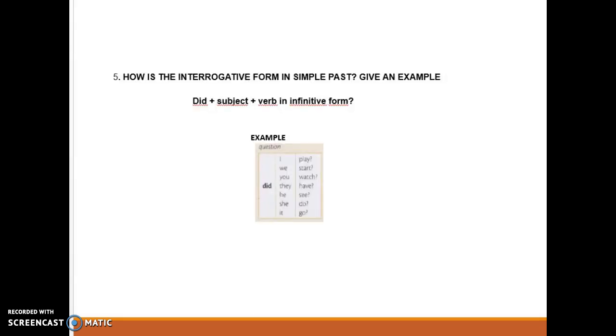Number 5. How is the interrogative form in simple past? Give an example. It is did, subject, and the verb in infinitive form. Example: Did they have? Did she see? Did it go?